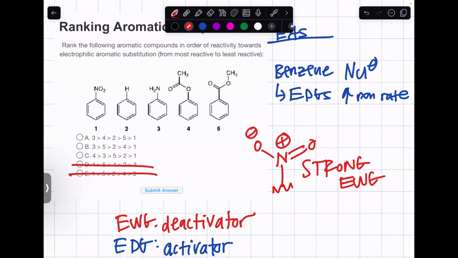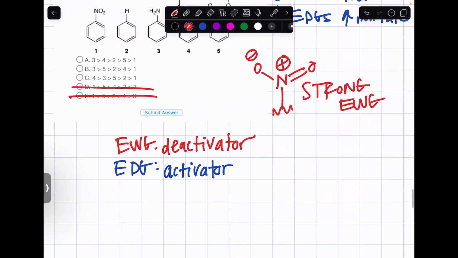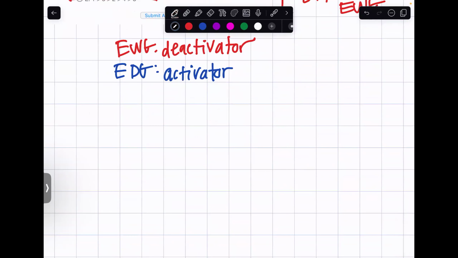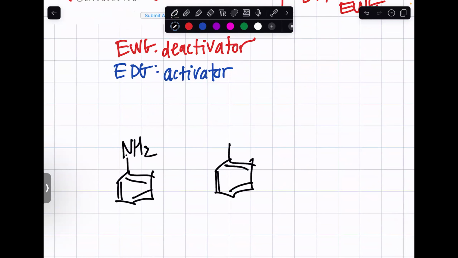Another factor is going to be electronegativity. So let's talk about electronegativity here. Let's say we have this benzene ring compared to this benzene ring here. Do you know which one's a stronger EDG and why? Think about it: oxygen is more electronegative than nitrogen.